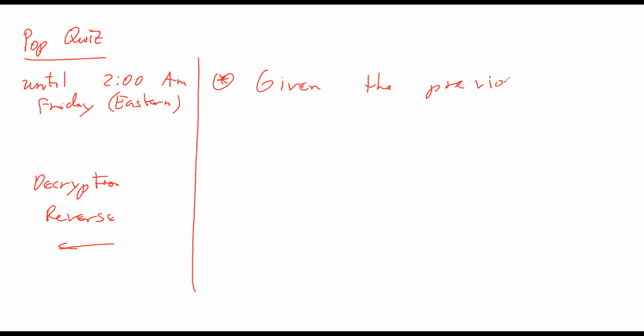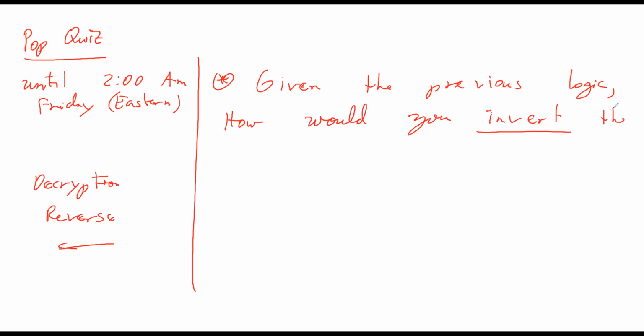You call it the decryption part, or the reverse, if you'd like, flow in that direction. So let me just write it out here in words and let you guys figure it out. Given the previous logic, how would you invert the process?